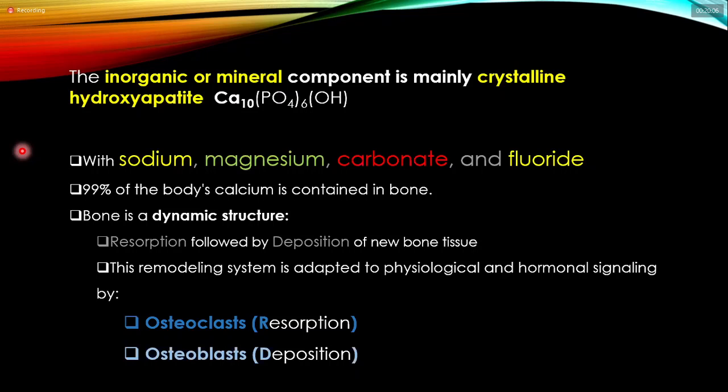And of course, the bone is a dynamic structure because it is a living tissue. So when we talk about living tissue, we have what's called turnover of the tissue most of the time. Turnover means that we have a process of production of new cells, as well as the death of other cells. And because the bone is a solid, rigid structure, we have a process of what's called resorption and deposition.